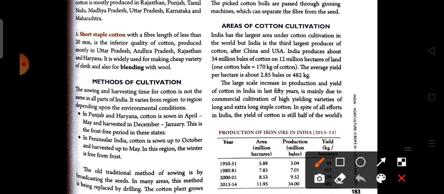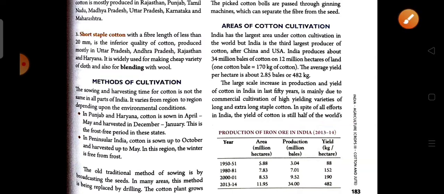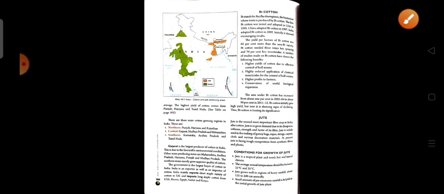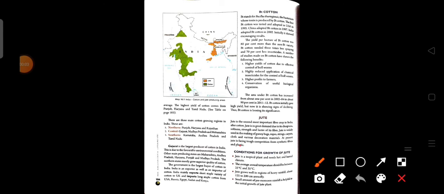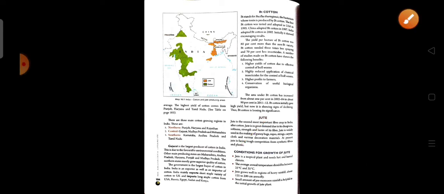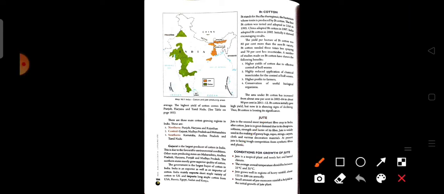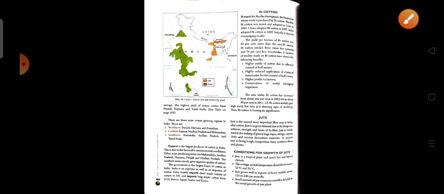Now, in spite of India's efforts, the yield of cotton is still half of the world's. Why is the yield of cotton still half of the world's? Because we know that most of the farmers in India are devoid of the advantages of irrigation and HYV seeds. So that's why, compared to the world, India remains in the position where it produces less than the other countries.